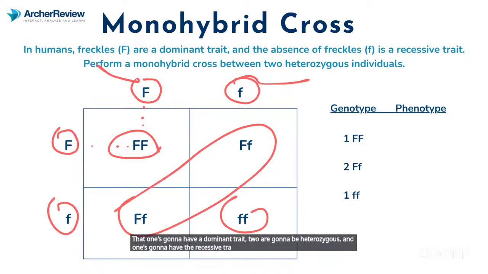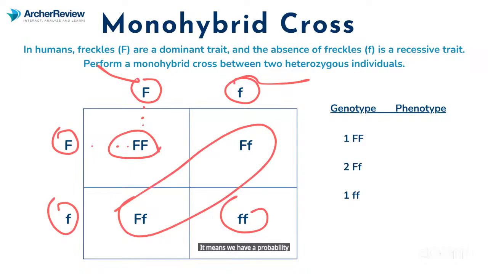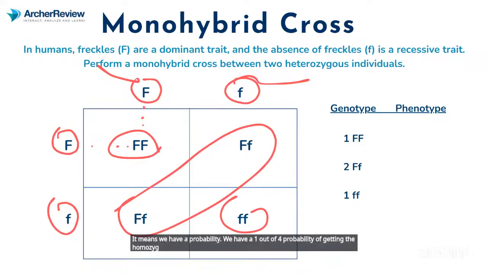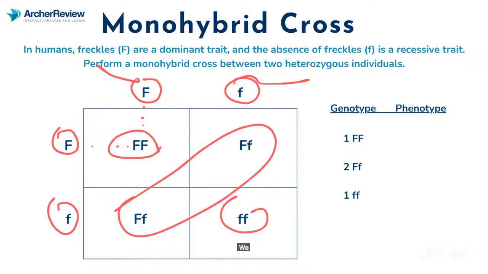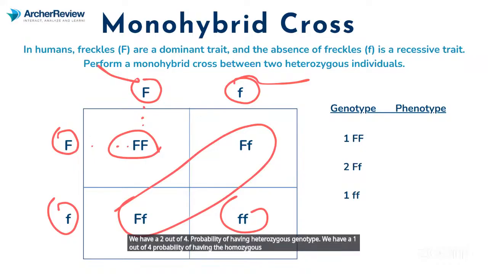No, it means we have a probability. We have a 1 out of 4 probability of getting the homozygous dominant trait. We have a 2 out of 4 probability of having heterozygous genotype. We have a 1 out of 4 probability of having the homozygous recessive genotype.